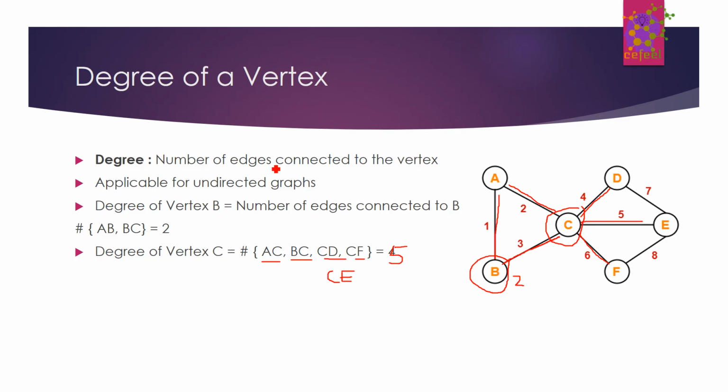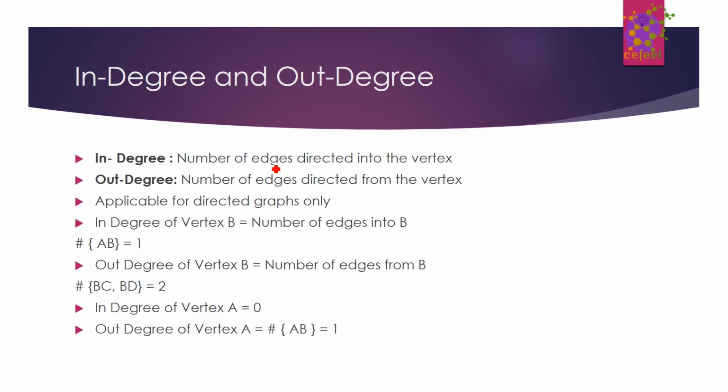Alright, so we are done with degree. We'll see now what an in degree and out degree is. In degree and out degree are concepts for directed graphs, because in directed graphs we can have edges that are coming into the vertex and some edges that are going out of the vertex. So the number of edges that are coming into the vertex is in degree, and the number of edges that are going out is out degree. Now let's go to an example.